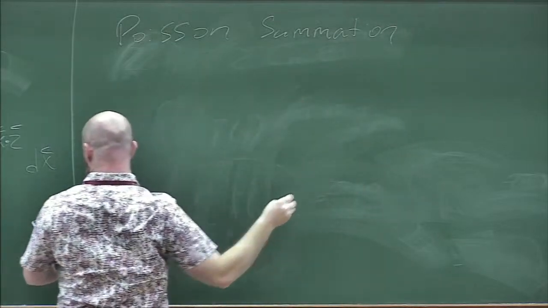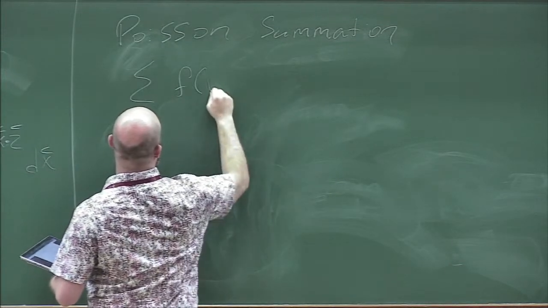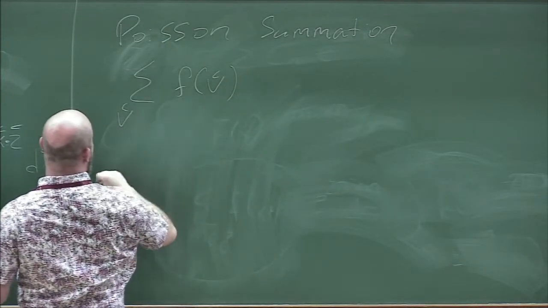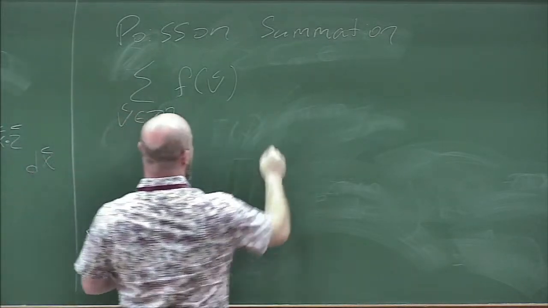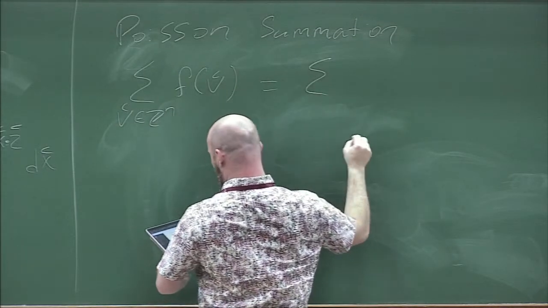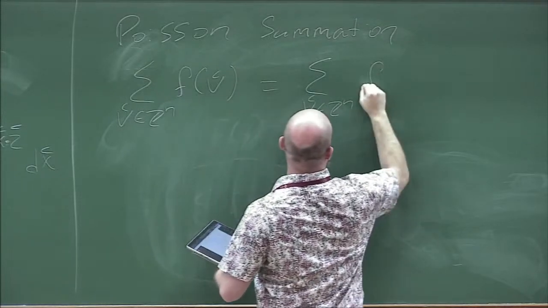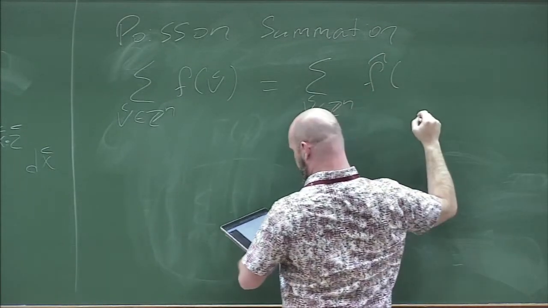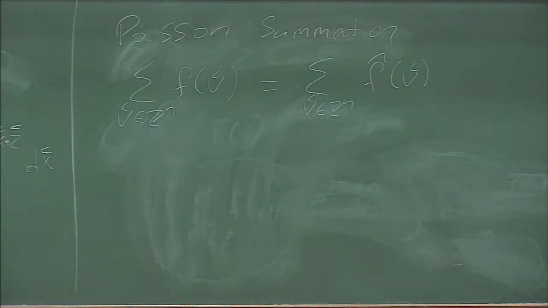Our Poisson summation identity. If we take the sum of our function and we range over every vector in, let's say, Zn, this is going to equal a summation over, again, every vector in Zn, but now with our Fourier transform of the function. Once again, this can be derived in this form just one dimension at a time. Nothing extraordinarily fancy going on there.